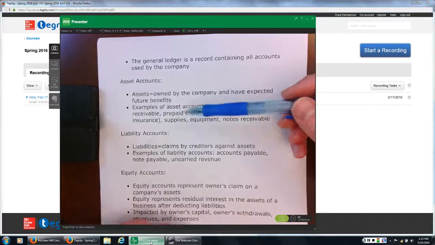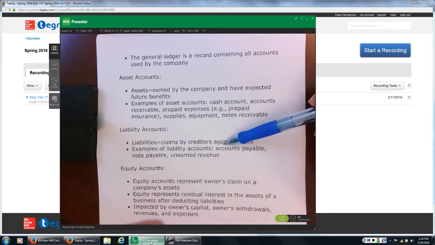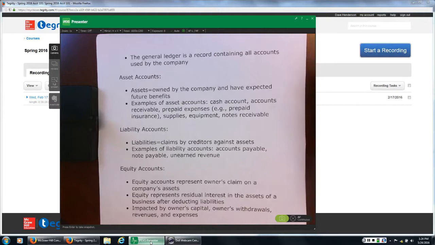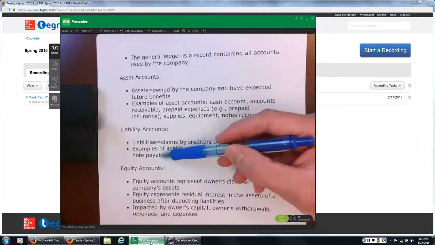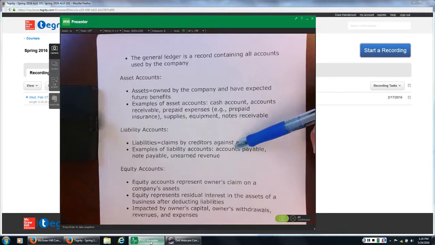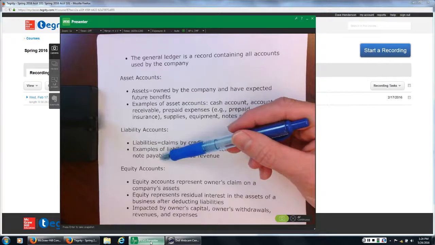Okay. We can also have liabilities, which are claims by creditors against our assets. So it's something we owe. A liability can be in the form of cash we owe, or we have a notes payable. We have to eventually pay that back. We could also have an accounts payable, which is used for purchasing supplies or inventory. Typically it doesn't have interest. Notes payable would have interest. It involves a promissory note as well.